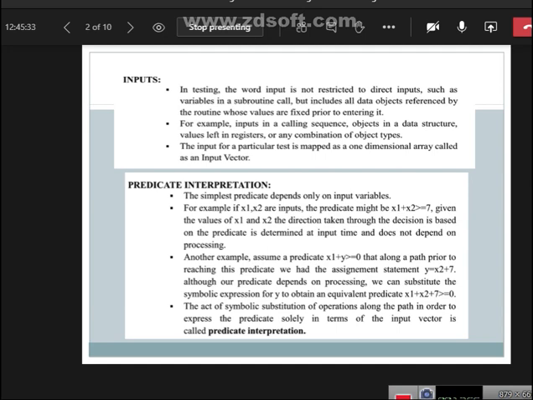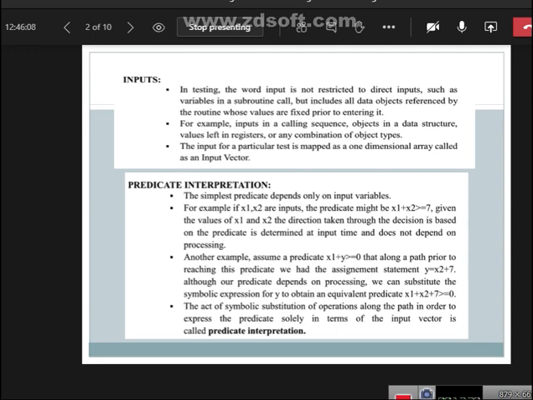Based upon the values left in the registers, we can perform the combination of the object types. But the input for a particular test is mapped based upon a one-dimensional array. How can we call that an input vector? The input for a particular test is mapped as a one-dimensional array called an input vector.